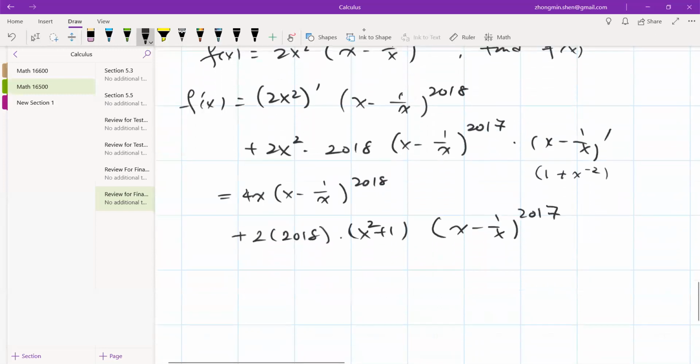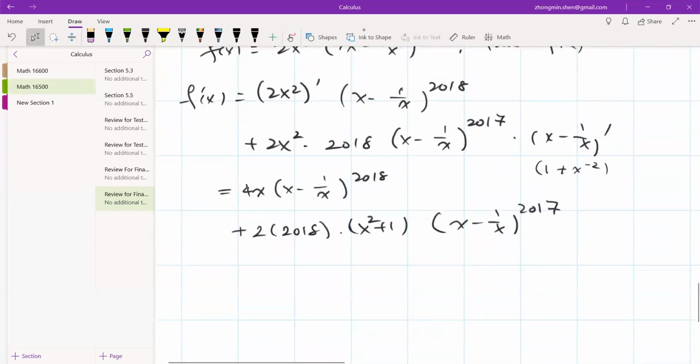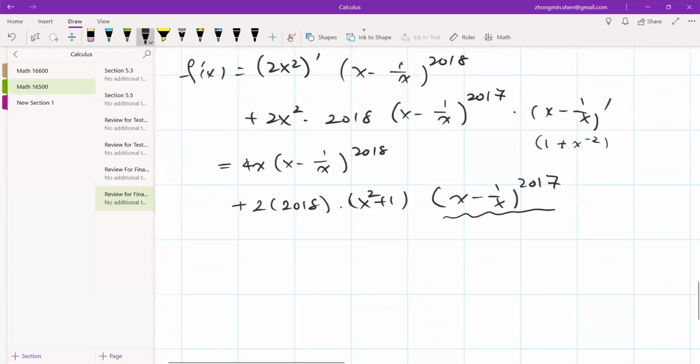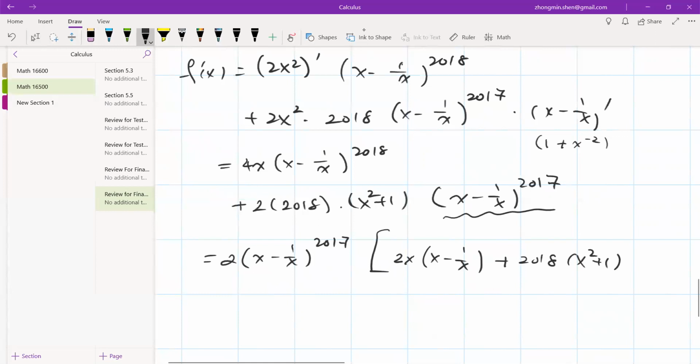Okay, so that's it. We probably don't ask you to simplify the answer. If you really have to simplify, you may be able to take the common factor out. If you take this out, and you take a 2 out, take 4, right? Then you can take 2x minus 1 of x to the 2017 out. So you will have a 2x left, this left, right? Plus 2018 and the x squared plus 1.